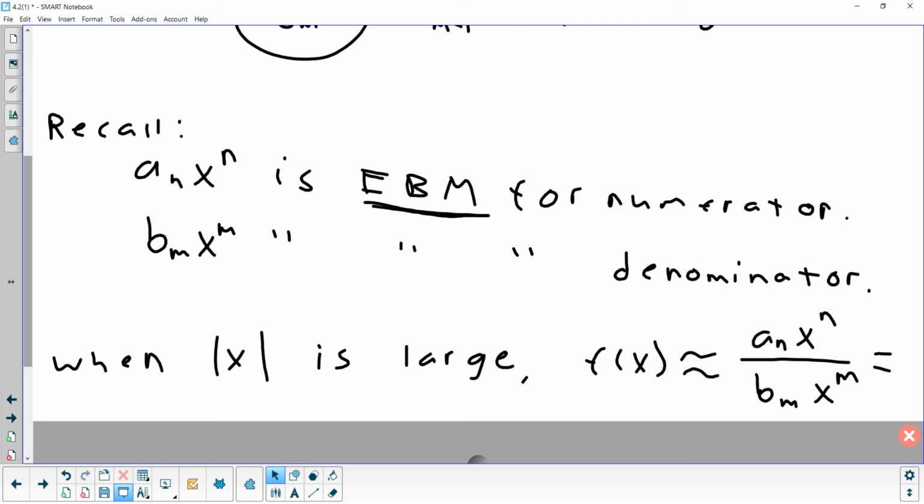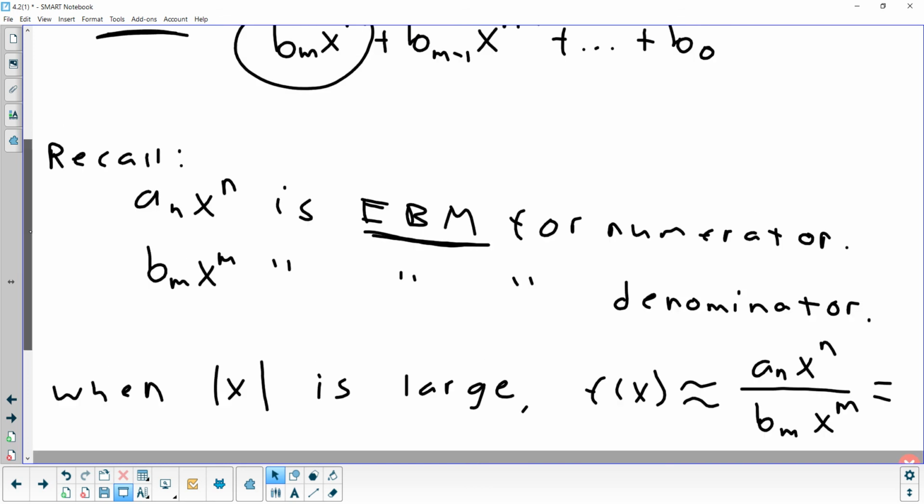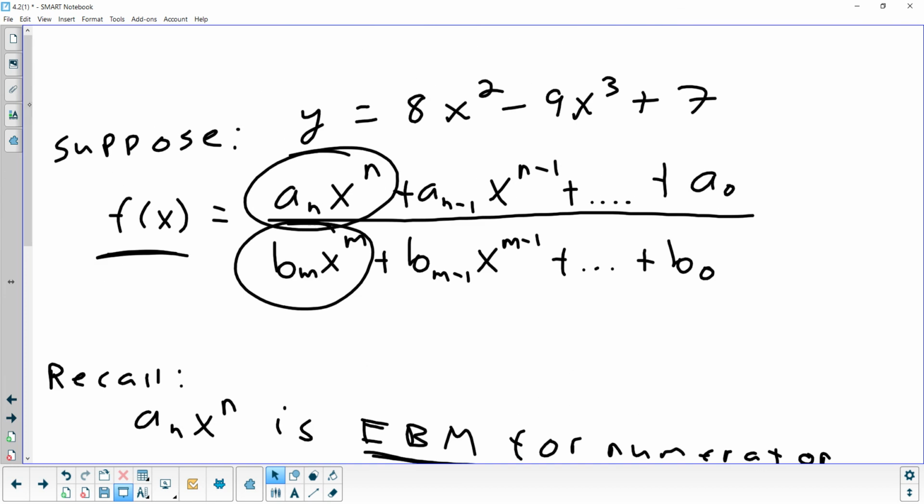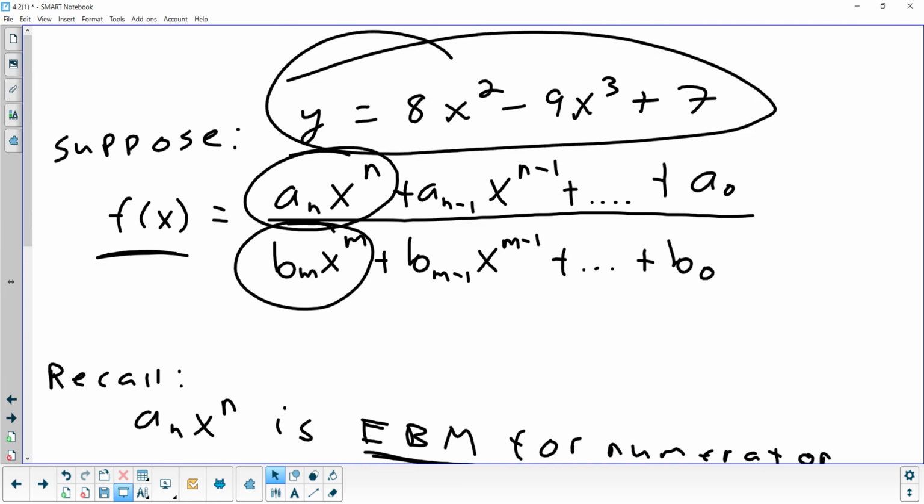And remember, the EBM is really only used when you're looking at large values of x. It's only really applicable for large values of x. So if you look at something like this, and you plug in 2, well, if you plug 2 into the whole thing, or you just plug 2 into this middle term, it's going to come out very different. Right? You're going to get a very different result.